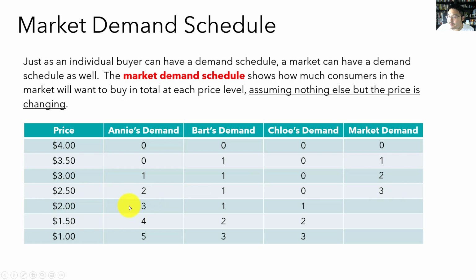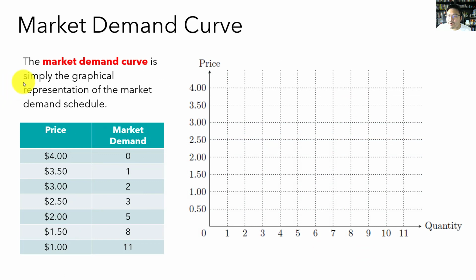At $2, Annie demands 3, Bart demands 1, Chloe demands 1, so the total is 5. Okay, and so you get the picture. We can just continue on, just adding up each of the buyer's individual demands in order to get the market demand schedule. And so the market demand curve is just going to be a graphical representation of the market demand schedule. Here's the market demand schedule that we just constructed from the last slide. And let's plot this onto the graph to make the market demand curve.